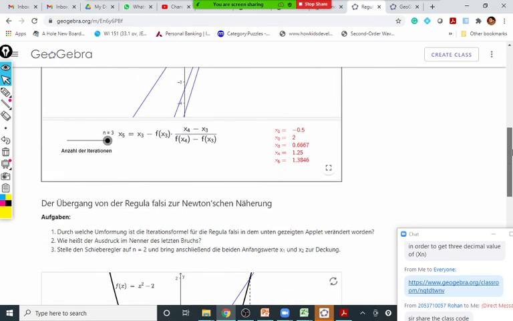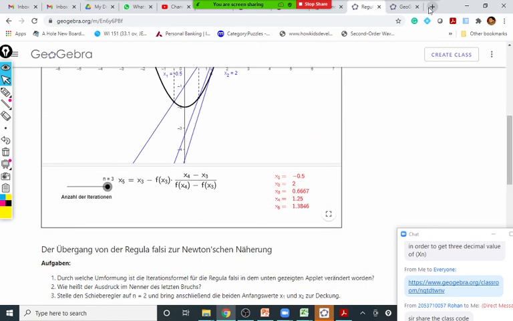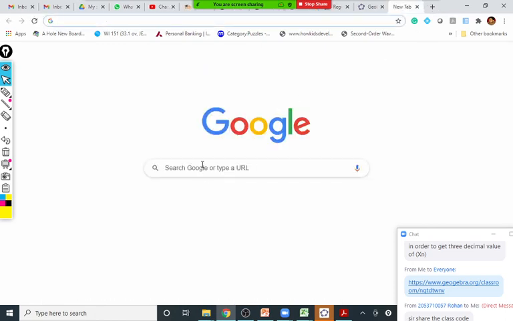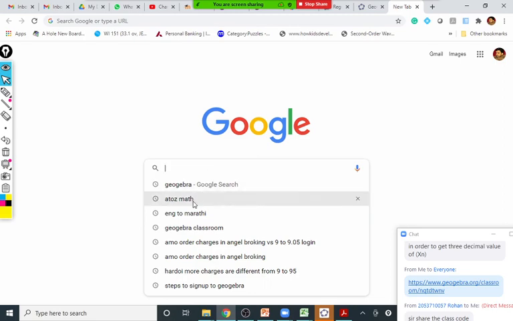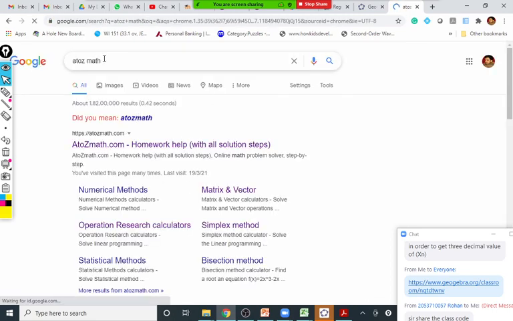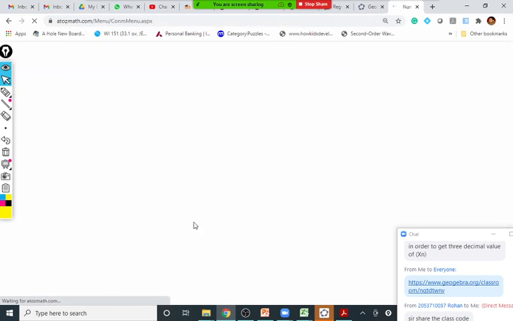But otherwise, if you want to see this table solution, what you can do is just type A to Z maths. When you type A to Z maths, you click on numerical method. Okay, click on numerical method. Here is a bisection method also. Everything is there actually.